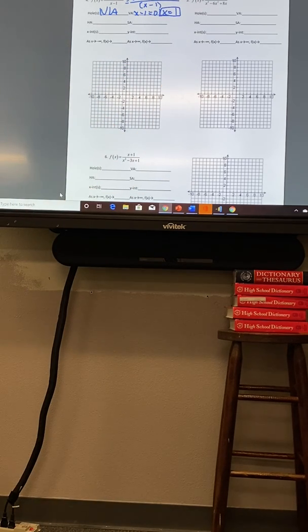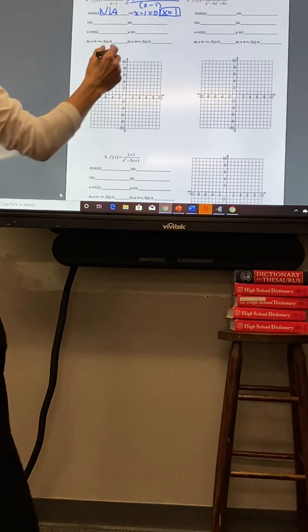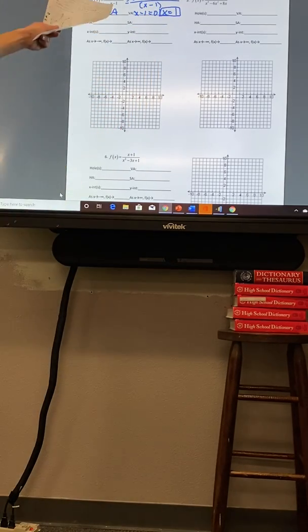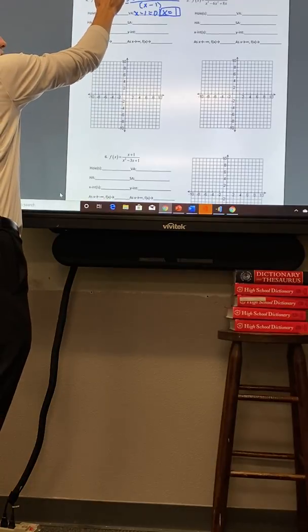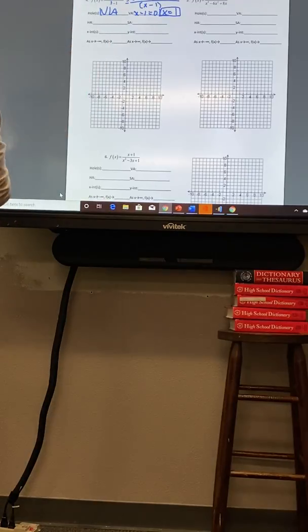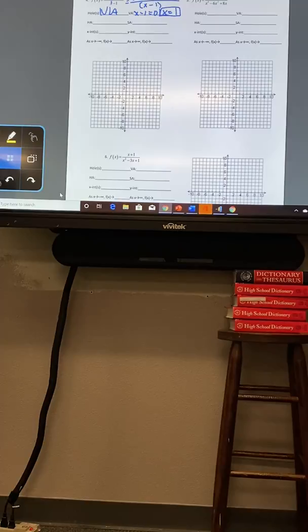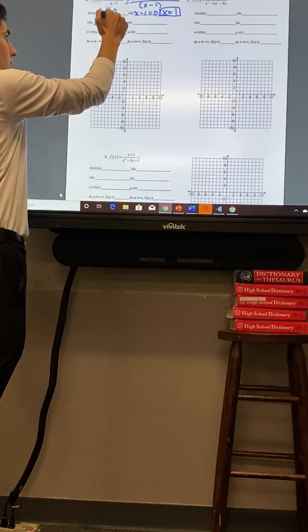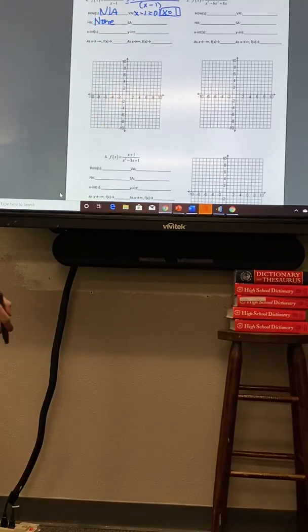For my horizontal asymptote, I want to look: do I have a higher degree on the top or on the bottom, or is it the same? Well, 2 is definitely greater than 1, so I know that it's on the top. So I immediately go to bottom heavy, which is bigger on top: no horizontal asymptote, none. So that means I have a slant asymptote.